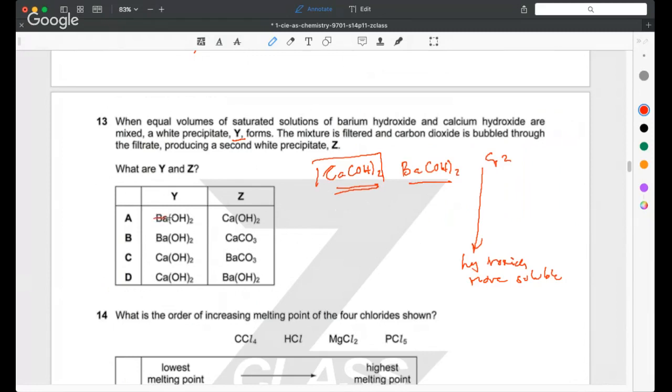and so that must take out that, and it must take out that, which leaves us with these two at the bottom here. So the white precipitate is filtered off, leaving the barium hydroxide behind, and if you add carbon dioxide to the barium hydroxide that remains behind, then you're going to end up with a white precipitate of barium carbonate. So that means that one's wrong, and answer C is the one that we want.